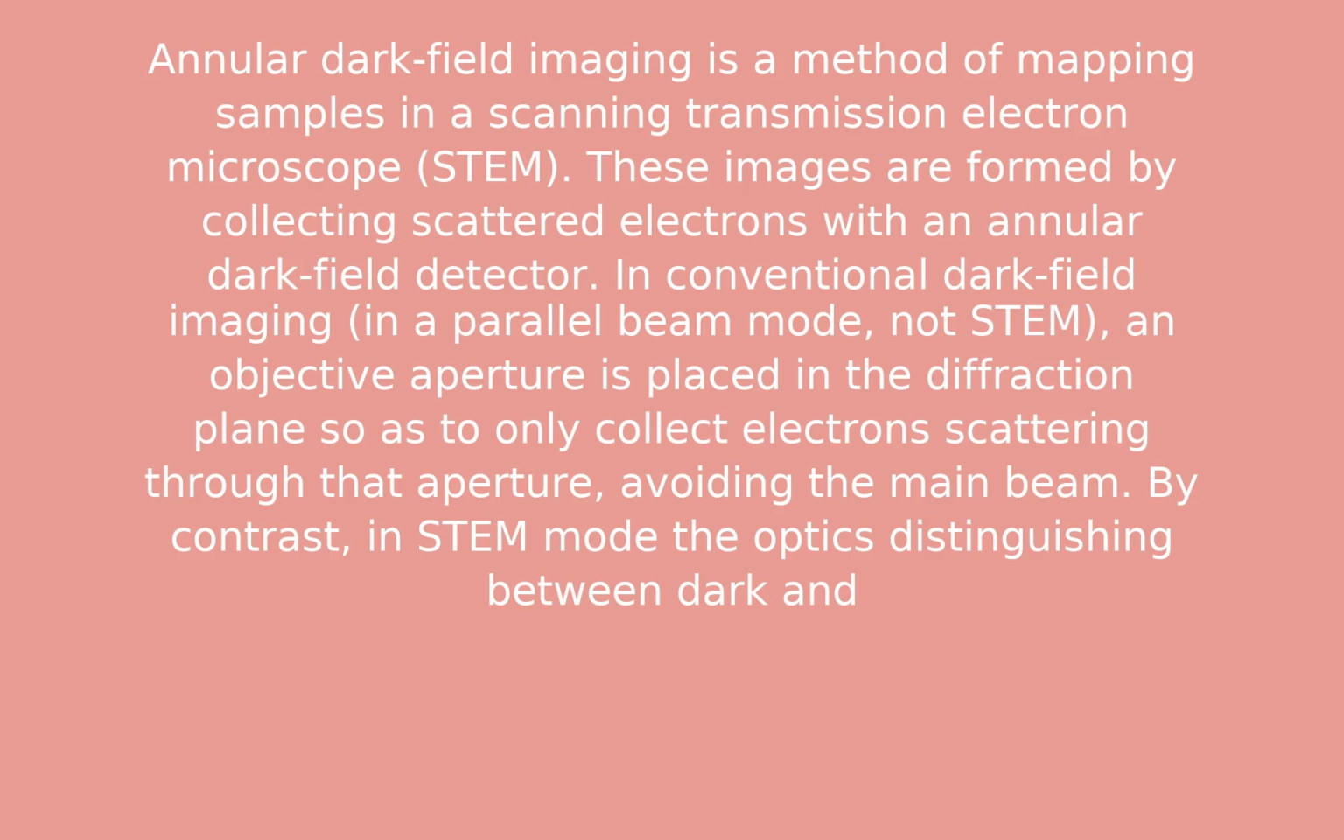Annular dark field imaging is a method of mapping samples in a scanning transmission electron microscope. These images are formed by collecting scattered electrons with an annular dark field detector.